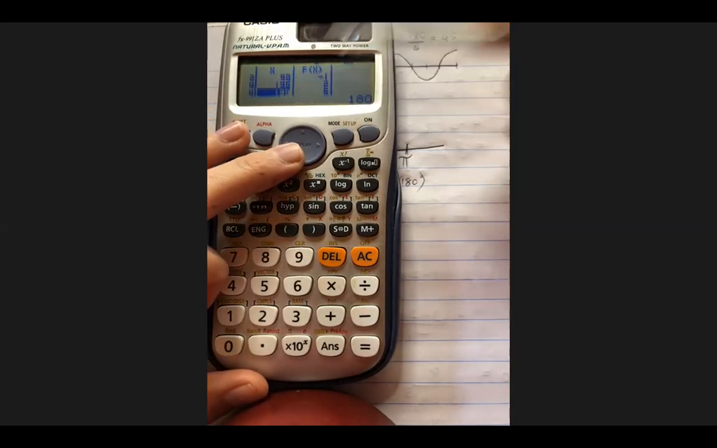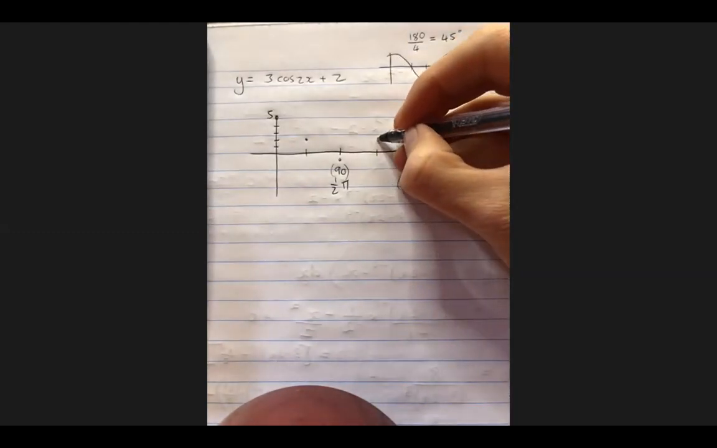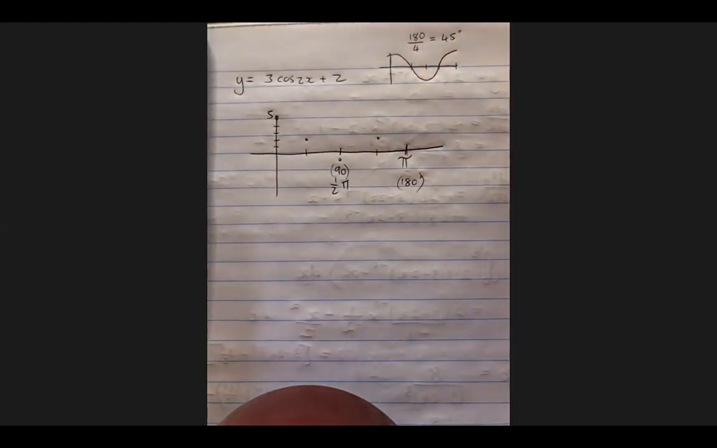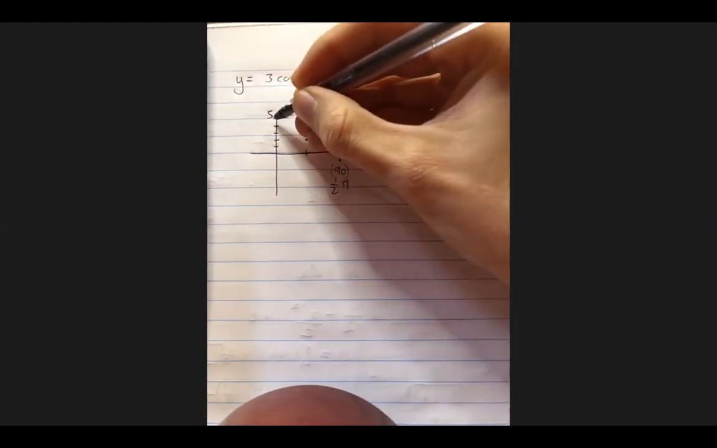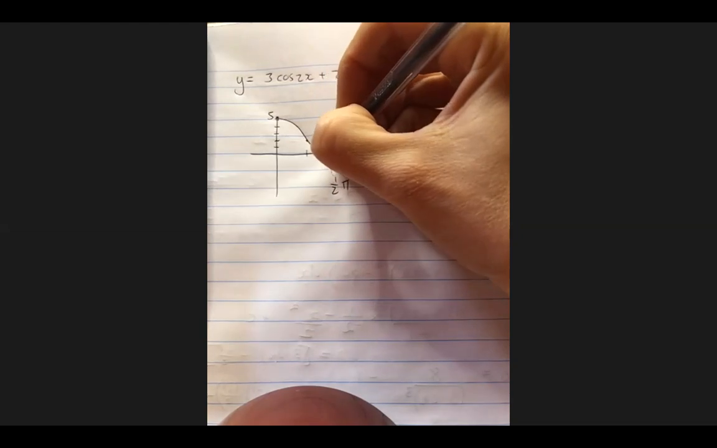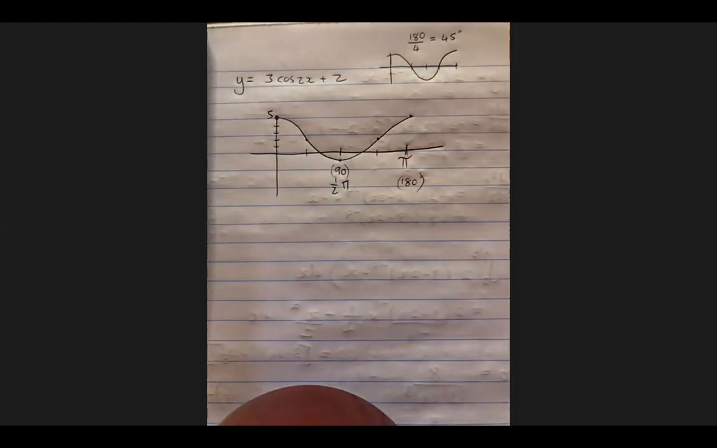Then you move down. 135 and 2. So 135 and 2 again. And then 180 and 5. So it needs to look like this. Bendy, bendy, nah? No straight lines. Curvy. And that is what they wanted, just that little dip.